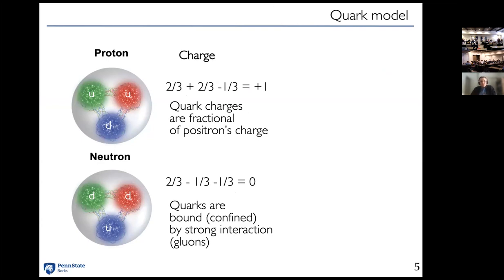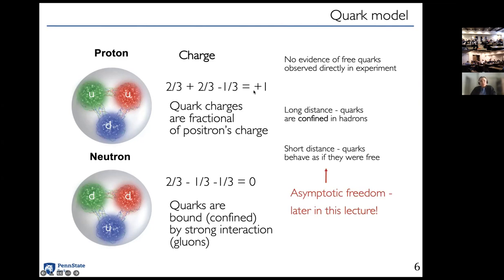checks. We know that quark charges are fractions of the positron charge. The charge of the up quark is plus 2/3. The charge of the down quark is minus 1/3. So if you do this simple calculation, we see that it's just plus one, as it should be for the proton. For the neutron, again, it's zero charge, so it works.